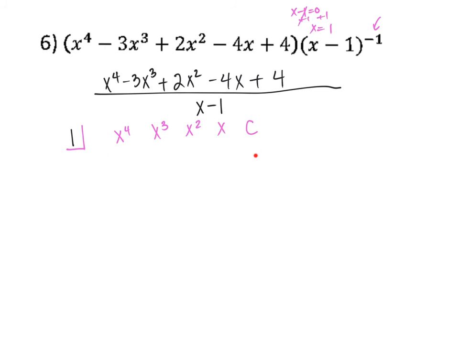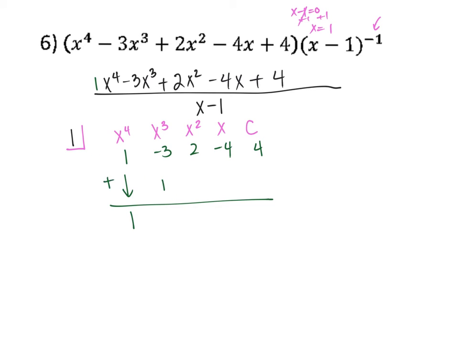So underneath it, I need the coefficients. It looks like I have a 1 underneath x to the 4th, a -3, a 2, a -4, and a 4. These are the coefficients that correspond to the x's. And then after that, you always pull down the first number, which is 1, and then you always multiply the bottom numbers with the number in the box. So 1 times 1 gives you 1.